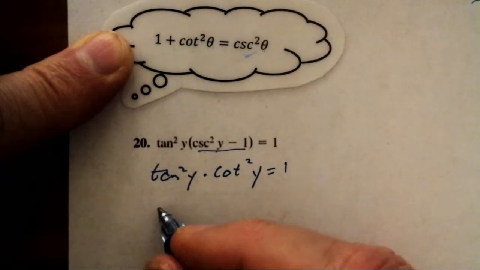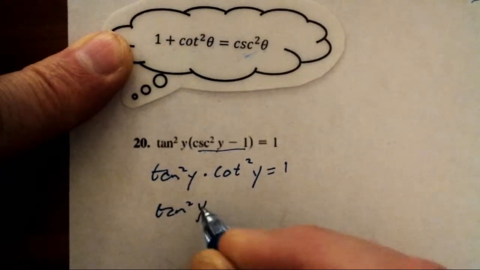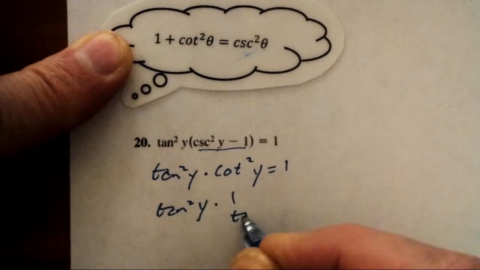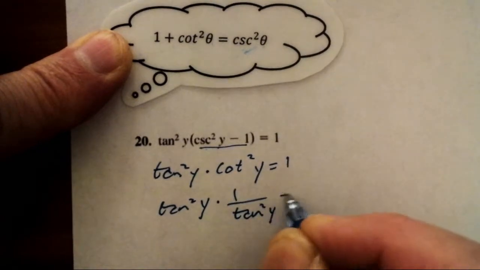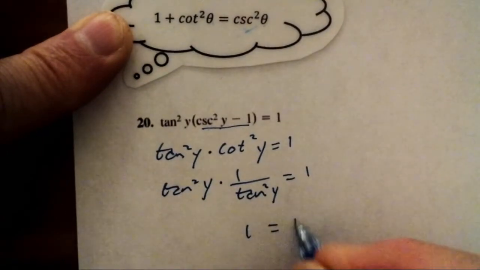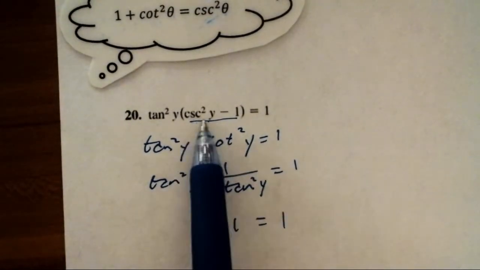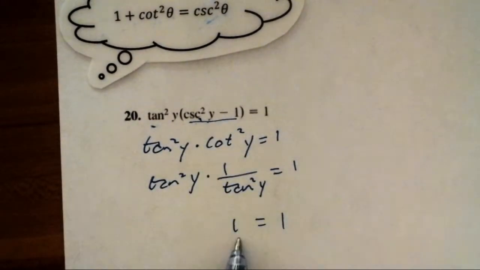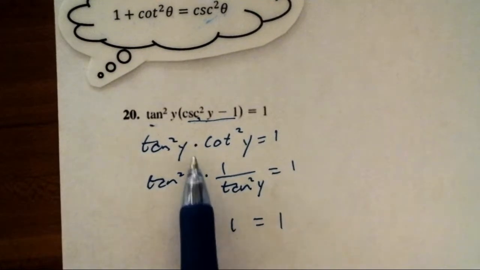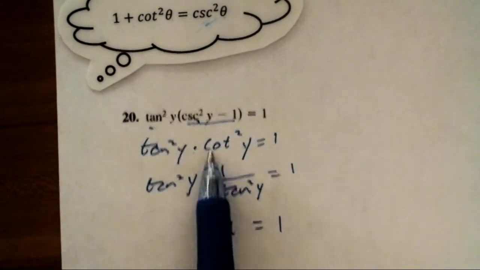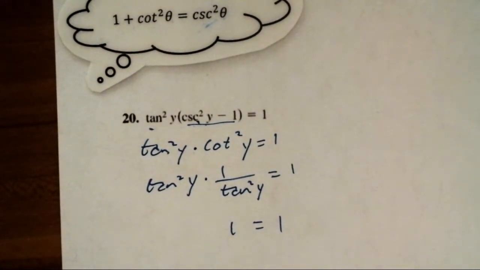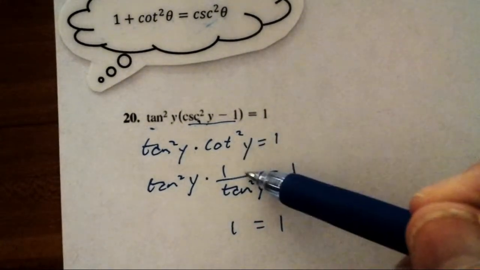And these are reciprocals, so we're going to show that. 1 on tangent squared of y equals 1. 1 equals 1. Now, one of the things we'll talk about, we already know the answer. We know this is going to equal 1. I'm interested in the steps. If you ever ask yourself, I wonder if I should do this in 2 steps or 1, we're going to err on 2 steps. This is about how we get there.